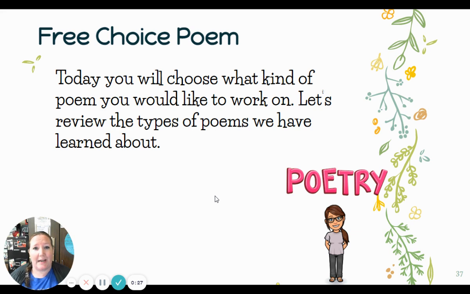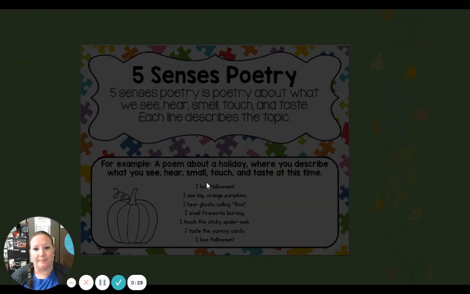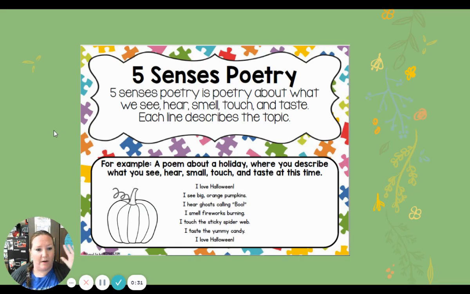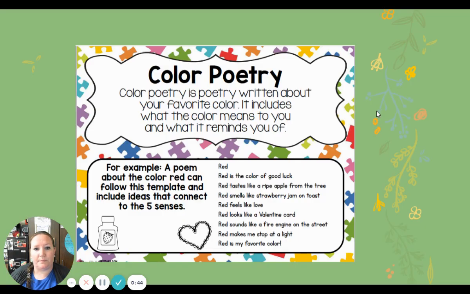First, let's review the types of poems we have learned about. We learned about our five senses, our sensory poems. Poetry that tells what we see, what we hear, what we smell, what we touch, and what we taste. We have done color poetry, where we thought about all the things and objects that are that color, including what that color means to you. We did color red together, and so did this author.